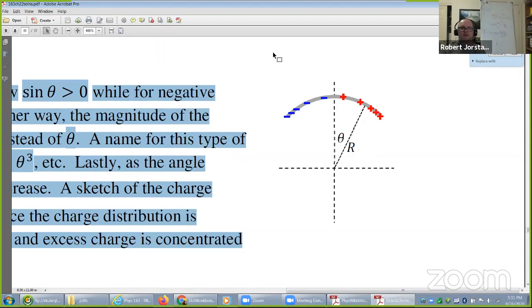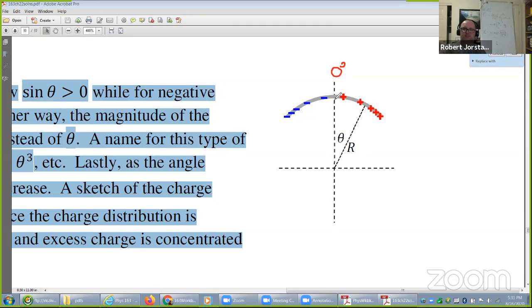We know that this is 0 degrees because that's what the problem is indicating by this angle. Now, sine of 0 is 0. So that's what tells me there's no charge right here at the center. Furthermore, as I go this way, I have a positive angle. This is a positive theta. This is going to be a negative theta because that's how the problem chose to do it.